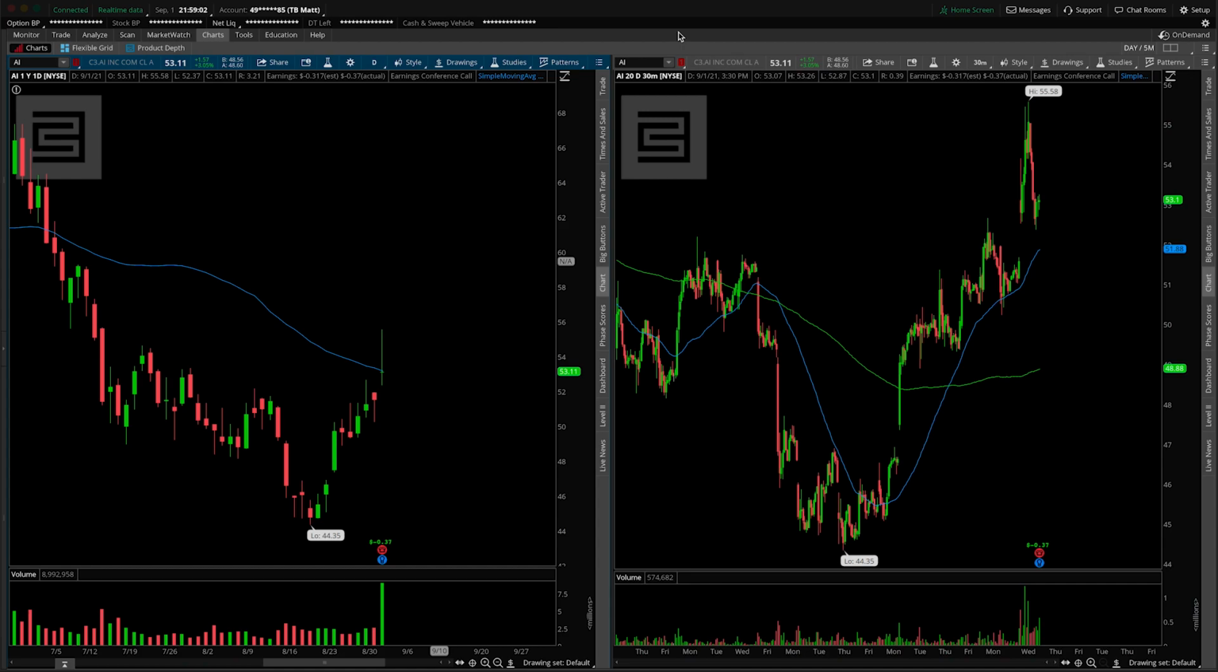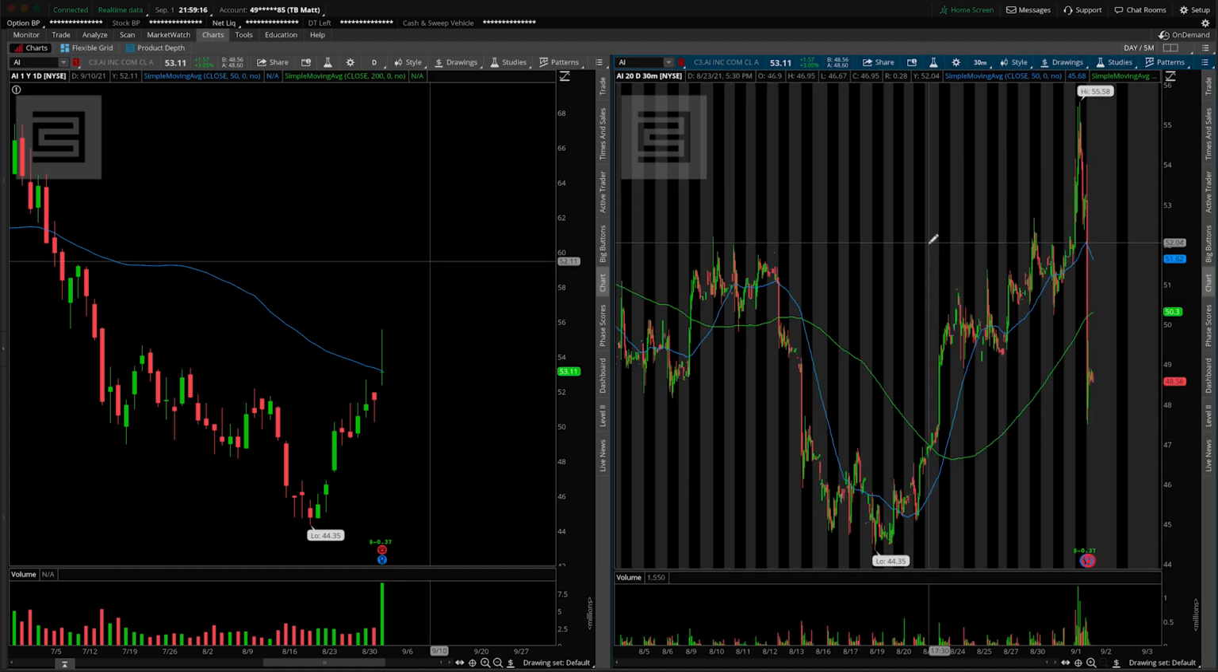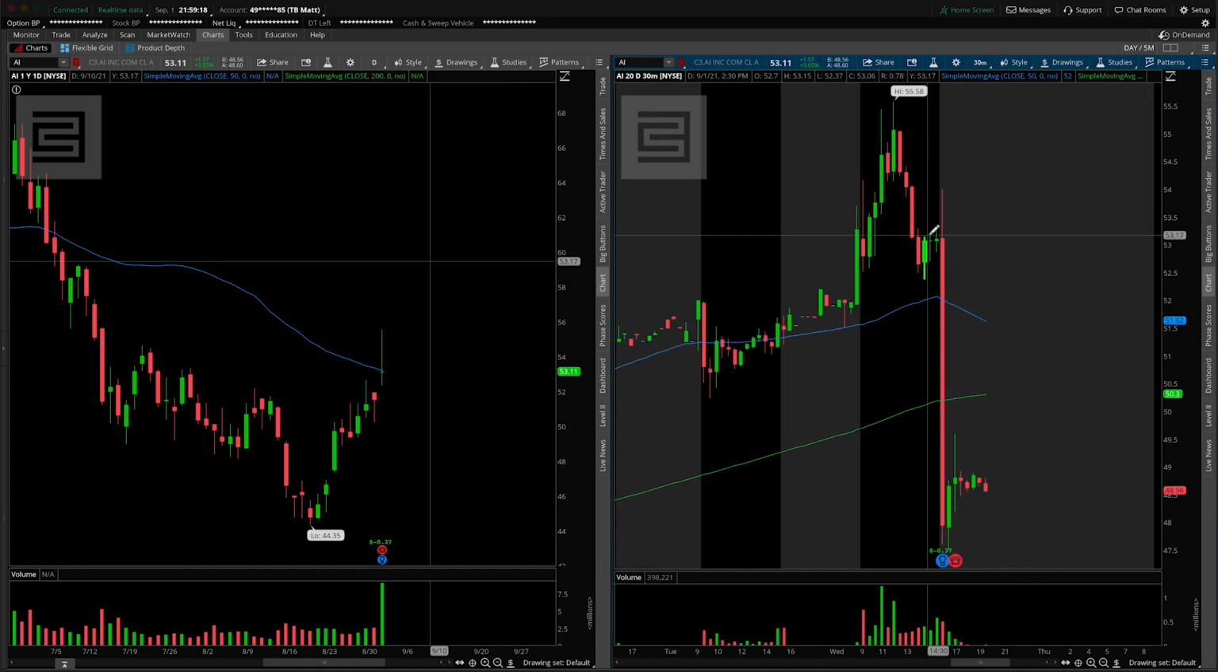This, of course, is the artificial intelligence company. On the left-hand side, we're dealing with the daily time frame, and on the right-hand side, the 30-minute intraday time frame. The first thing I need to let you know is that they did give us an earnings announcement after the bell, and of course, if we flip on the extended hours session to see what's going on with the number, you can clearly see it wasn't so hot.